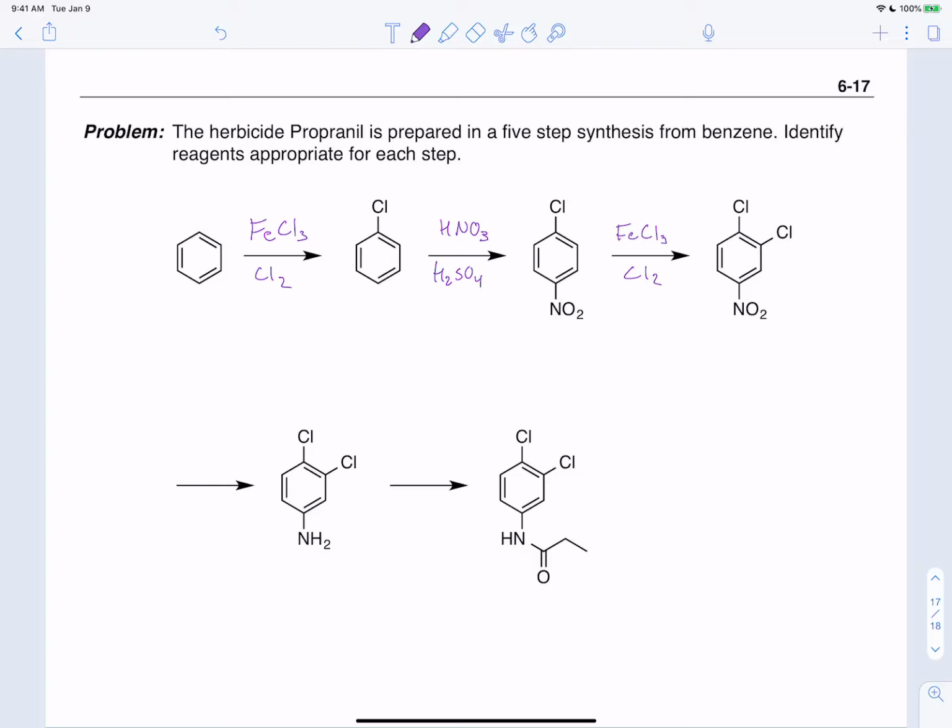Reducing a nitro to the aniline can be done with tin chloride. And the final step is simply making this amide bond. So we just need to go in with the appropriate acid chloride, add in a little bit of extra base, like triethylamine or pyridine, and now we have found a way to make the herbicide propanil from benzene in just 5 steps.